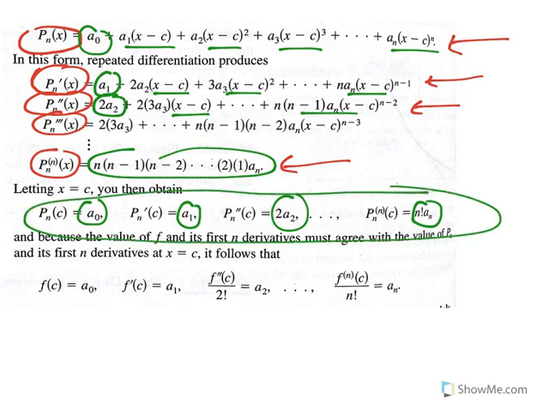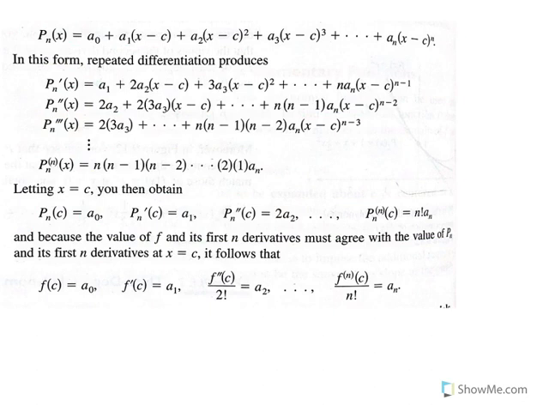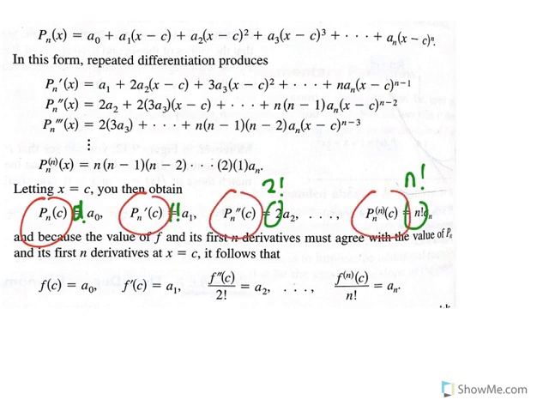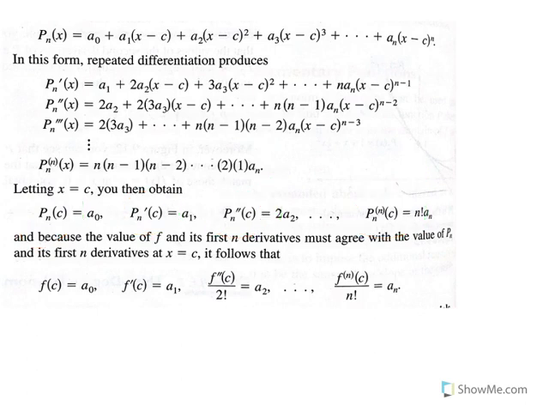And of course, the pattern that you should see is something that I indicated earlier. This is actually 0 factorial times a naught. This is 1 factorial times a sub 1. This is 2 factorial times a sub 2. And this is n factorial times a sub n. So now you're going to set each of these equal to the function f evaluated at x is equal to c. So when we do that, this is what we have.